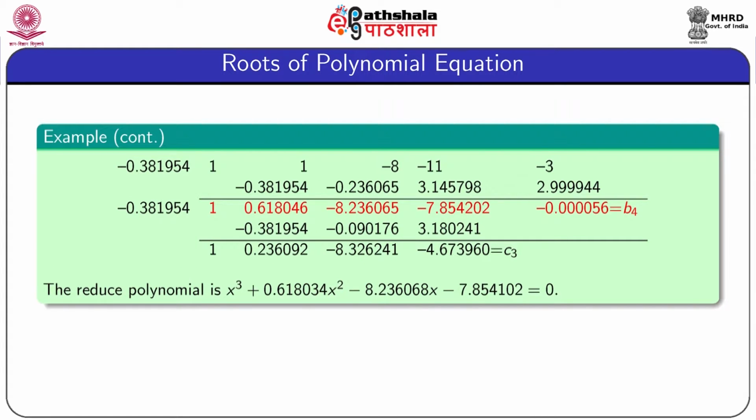And from the last iterated table, we can determine the reduced polynomial, that means the quotient polynomial, which is x cube plus 0.618034 x square minus 8.236068 x minus 7.854102 equal to 0. This equation is obtained from the third row of the table. All the values are marked by red color.